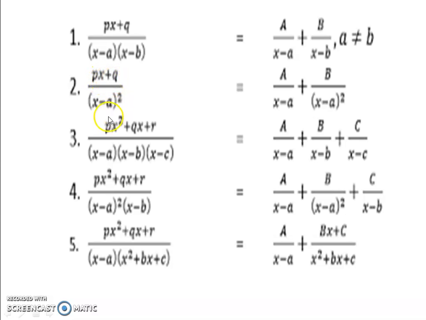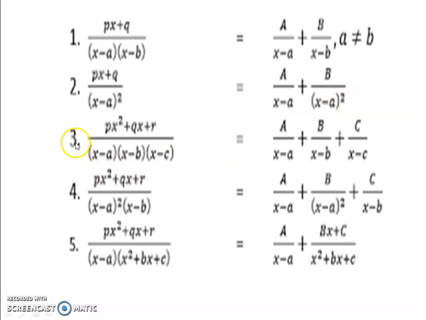If (px + q) upon (x − a) whole square, then we have to split up capital A upon x − a plus capital B upon (x − a) whole square. That means we have to write A upon (x − a) raised to 1 plus B upon (x − a) raised to 2.